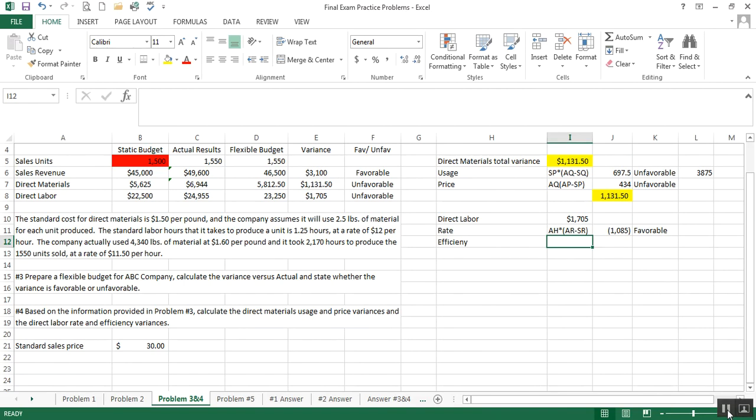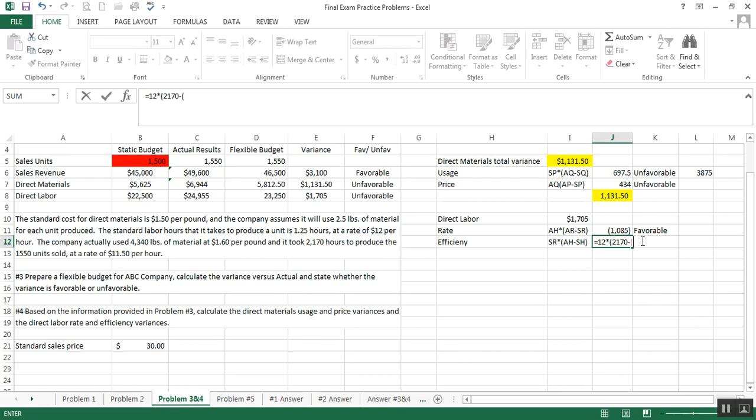Now let's look at our efficiency variance. Our efficiency variance is going to be our standard rate times our actual hours minus our standard hours. Okay, so let's calculate our standard rate. That is going to be our $12. Okay, and then our actual hours was given to us. It's 2,170. Now we need to calculate our standard hours.